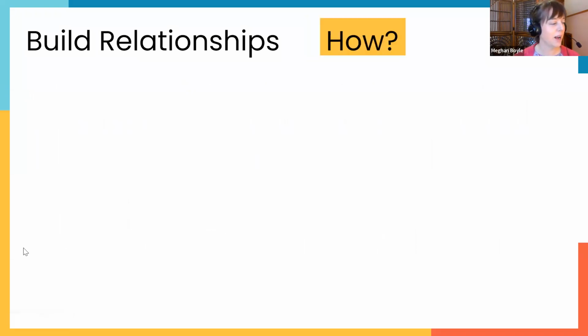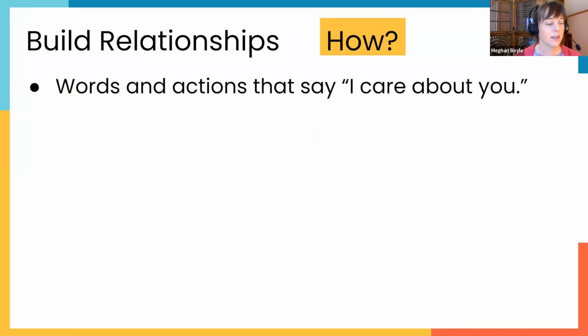So how are we going to build these relationships? Just referring again to Hammond as we think about how to build relationships, she says we can use words and actions that say, I care about you. So this can be as simple as a smile, a nod, a greeting, a knowing look, and these are things that we can do in the classroom and in the context of a standard student-teacher relationship.